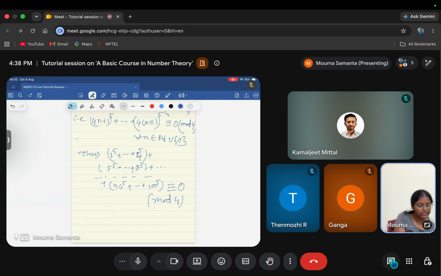Let us use induction and congruence together in some questions to get a required result. Okay, before that, let's solve another question.